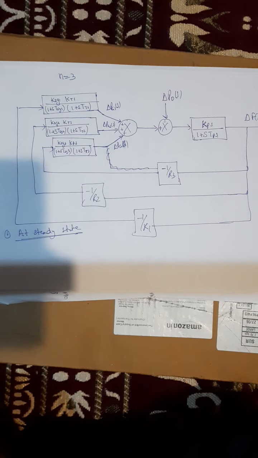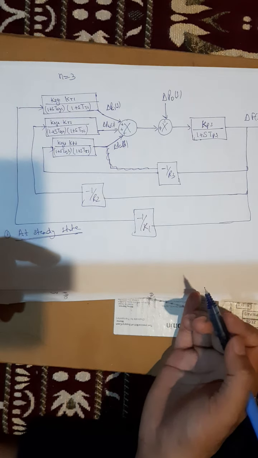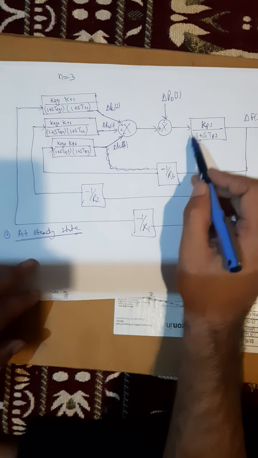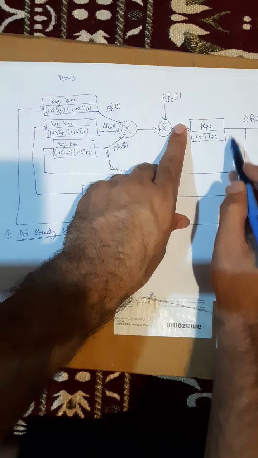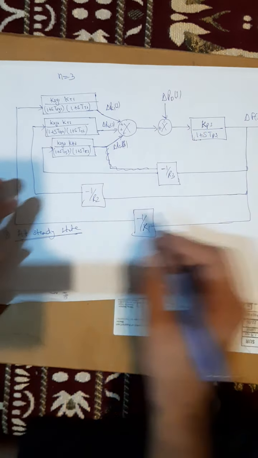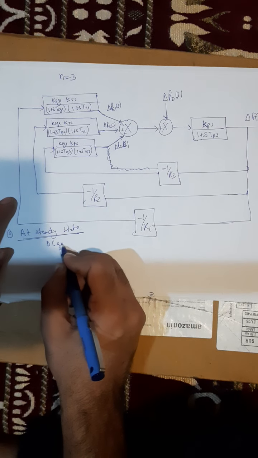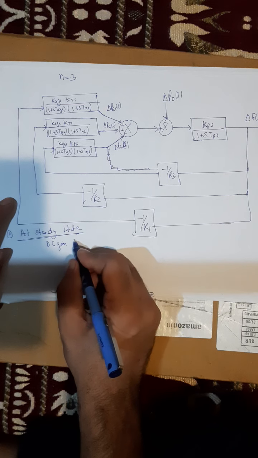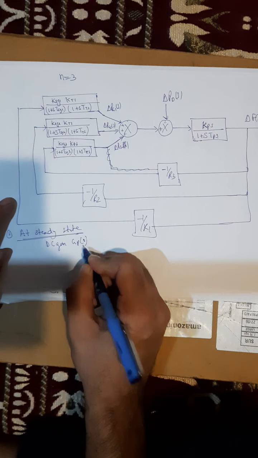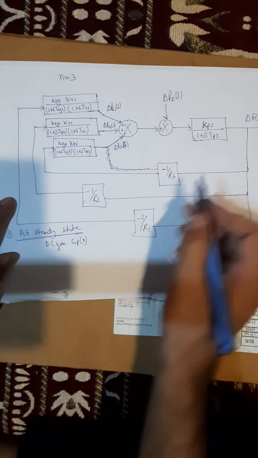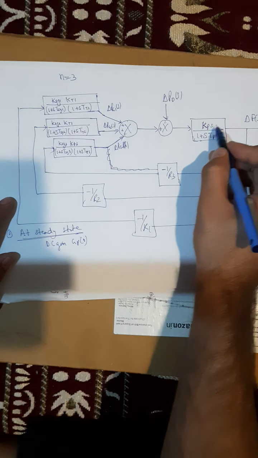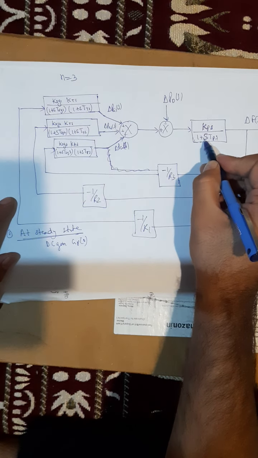We say that DC gain at steady state. What is the DC gain? DC gain is only the gain of the forward path. So I will say that DC gain is GP0. Why 0? Because at steady state s is equal to 0. Okay, this is subscript F, this s is Laplace s.